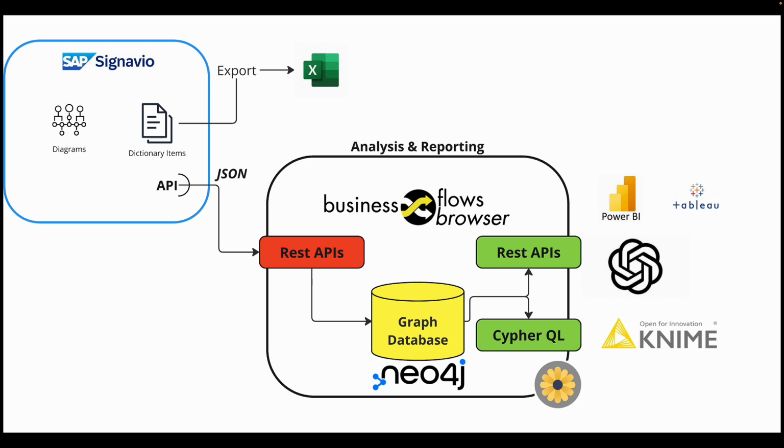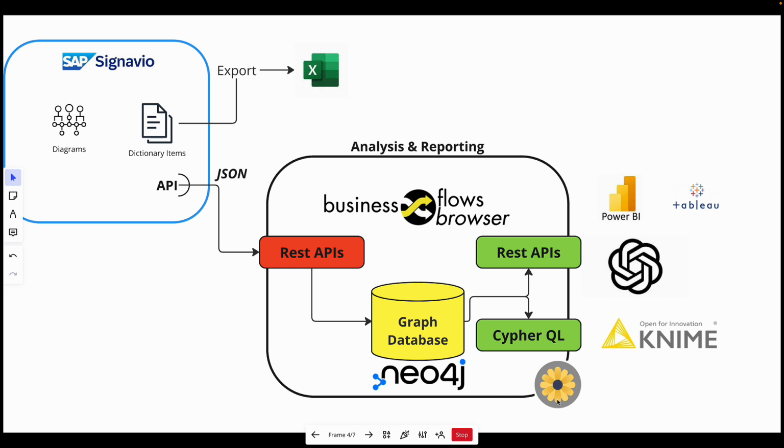And this graph database, you can query with a very sophisticated query language, and via REST APIs you can connect it to, for example, other reporting tools like Power BI or Tableau. You can connect it to ChatGPT to give it an augmented generation of answers. And you can use it for certain analysis in KNIME.